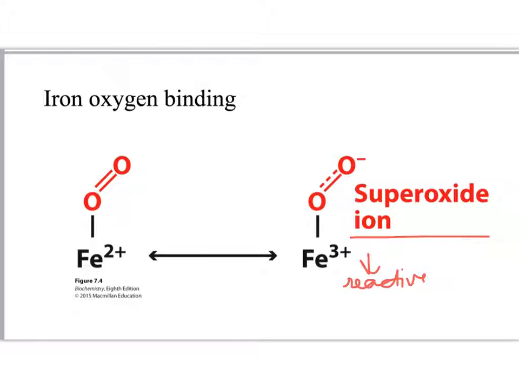Another reason that we don't want this superoxide ion to be released into tissues would be because if we released it in this form, then we leave the iron in the 3+ state. If the iron is left in the 3+ state, it's no longer able to bind oxygen. So no additional oxygen can bind. So we lose that oxygen storage capacity for that particular structure.